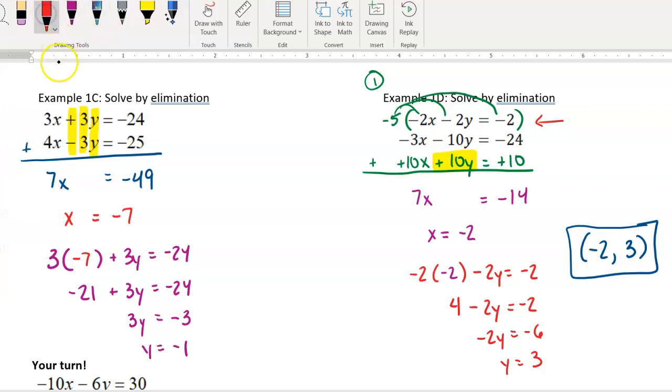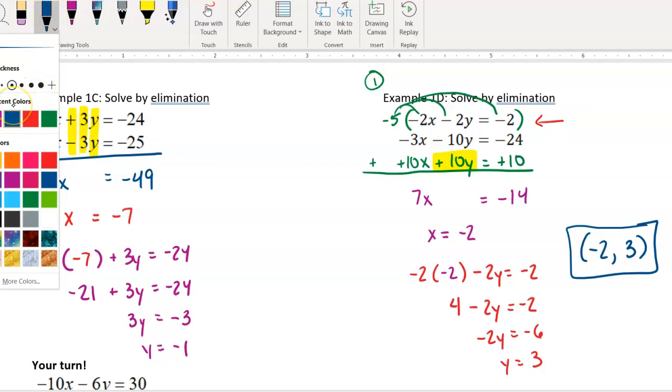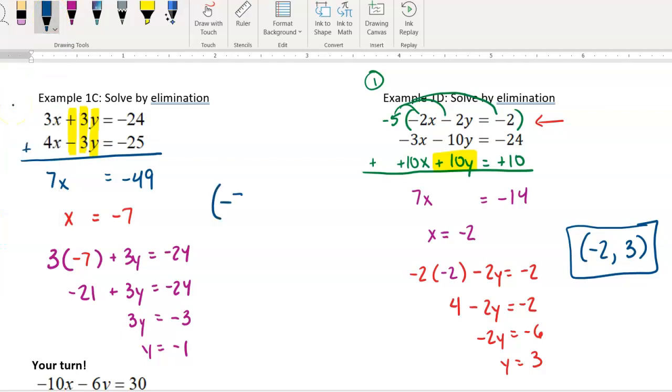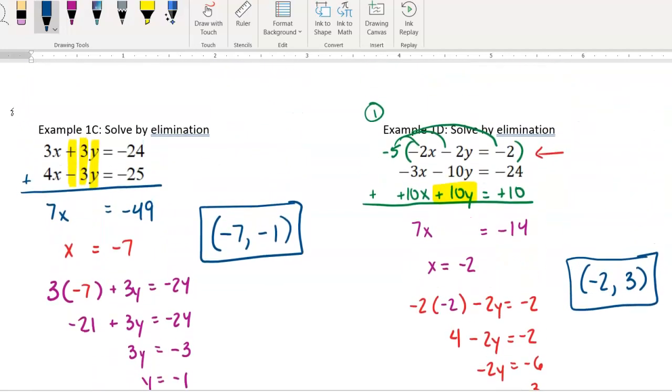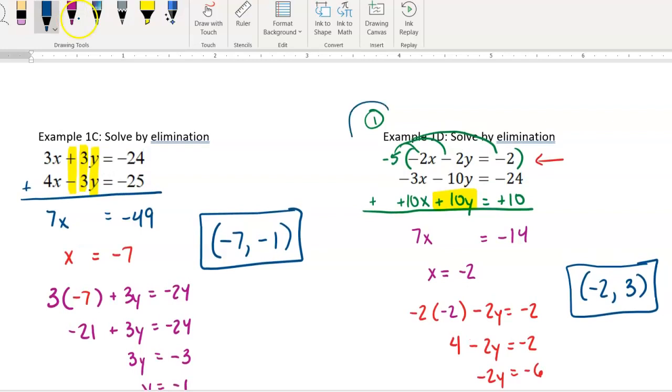So we have our two values, we have our x and our y. The solution would be the x first, negative 7, the y second, negative 1. So that would be your coordinate for your solution. All right, so you're going to do the next one on your own. The next one is more like the one that we started here.